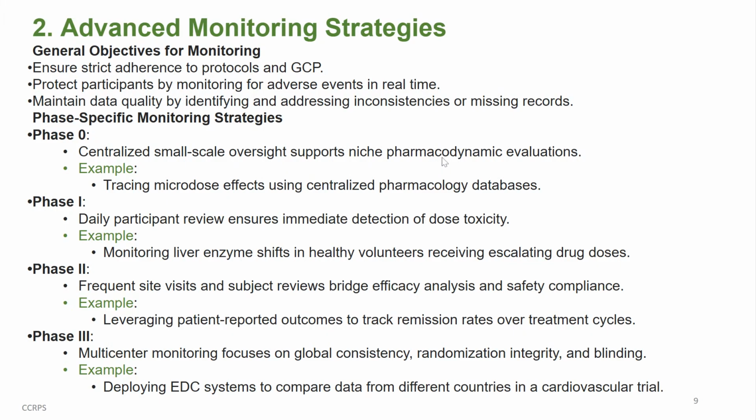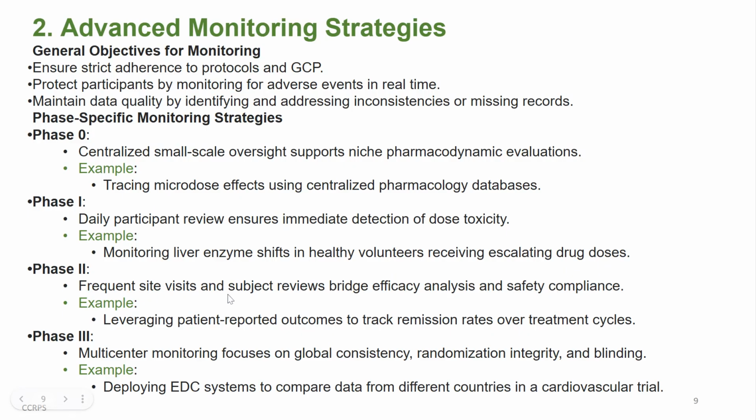pharmacodynamic evaluations. Example, tracing microdose effects, because we said in phase 0 we have a microdose that is pharmacologically insignificant, so tracing microdose effects using centralized pharmacology databases. Phase 1, daily participant review ensures immediate detection of dose toxicity, for example, monitoring liver enzyme shifts in healthy volunteers receiving escalating drug doses.